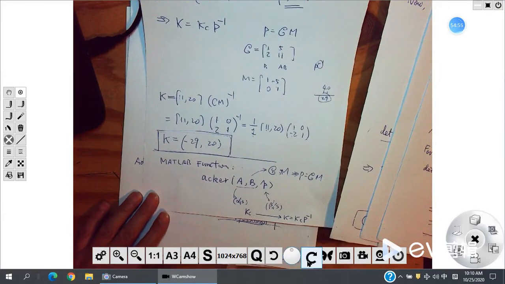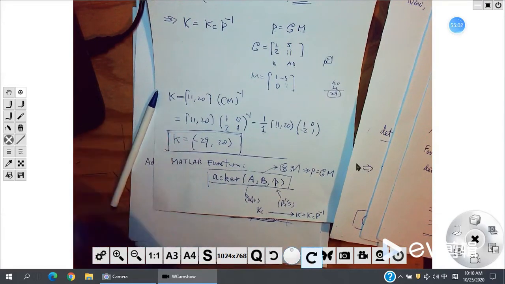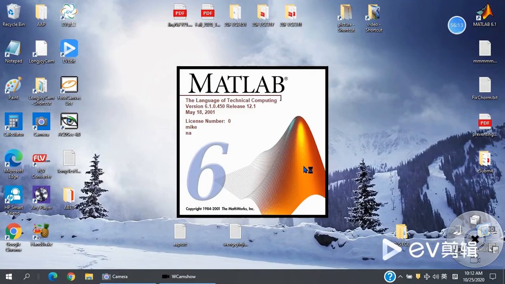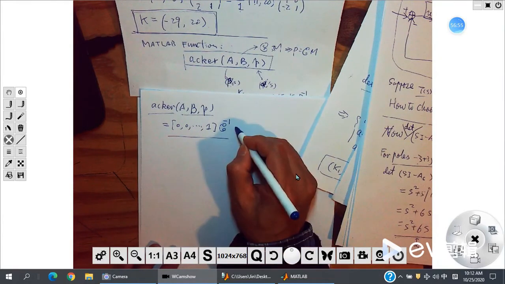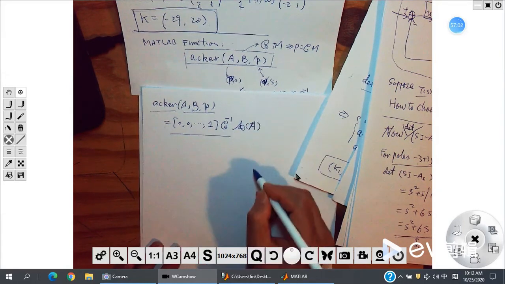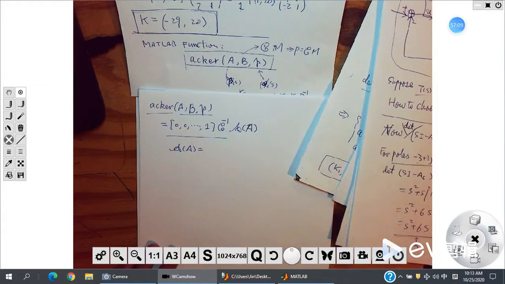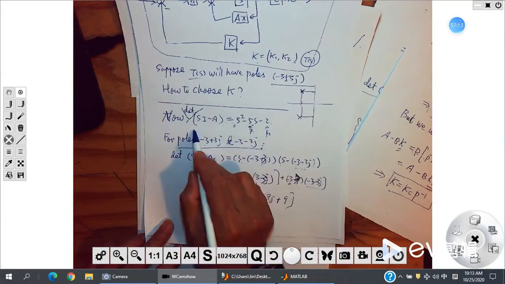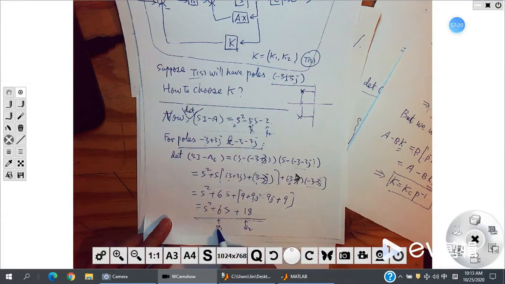Okay, so we have this one. And this process in MATLAB works just by this function. We can have a look. The Acker formula with A, B, P is like this, and the polynomial is a function of A. Actually, it's this one, and then put the A here.